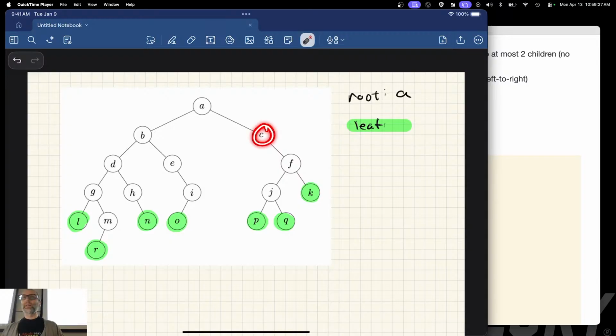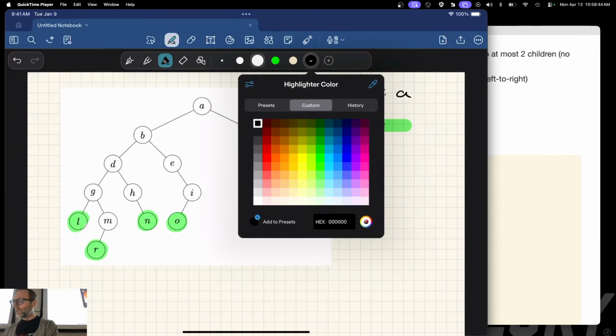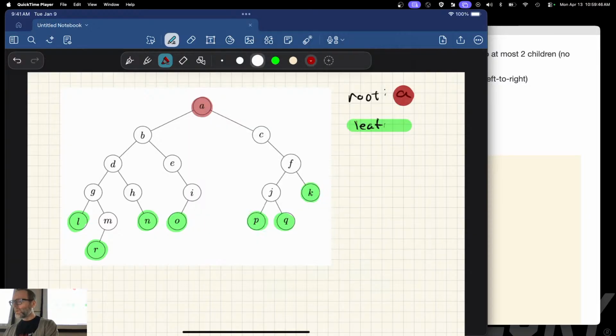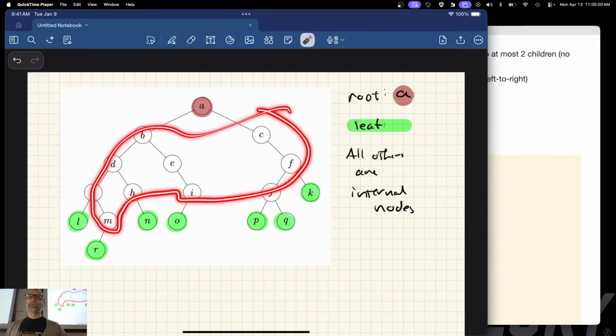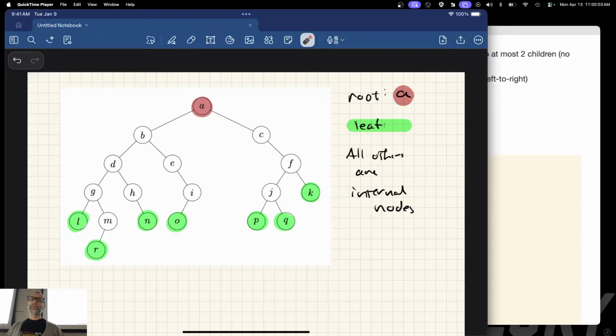What about C? Is that a leaf node? Well, it doesn't have a left child, but it does have a right child. You have other things like I that has a left child but no right child. Those are not leaves. Those are what are referred to as internal nodes. So let me change my color here to red, and that'll be my root. All others are internal nodes, right? So all of these guys right here, they're all internal nodes because they're neither the root nor are they the leaf, right? So there's some terminology there.